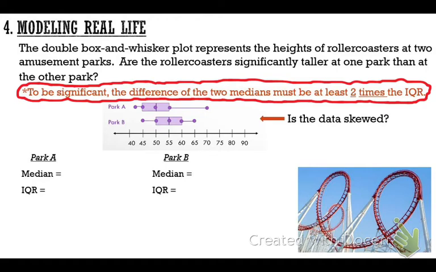All right, so this is what it says. The double box and whisker plot represents the heights of roller coasters at 2 amusement parks.